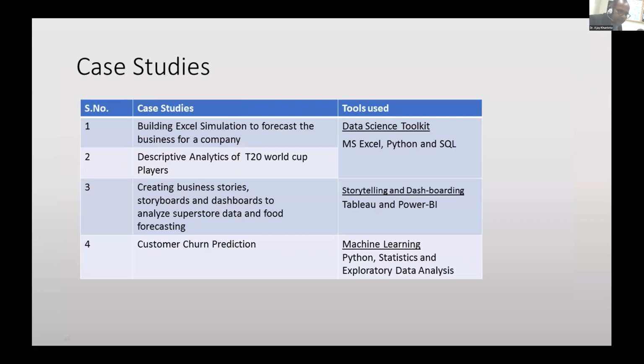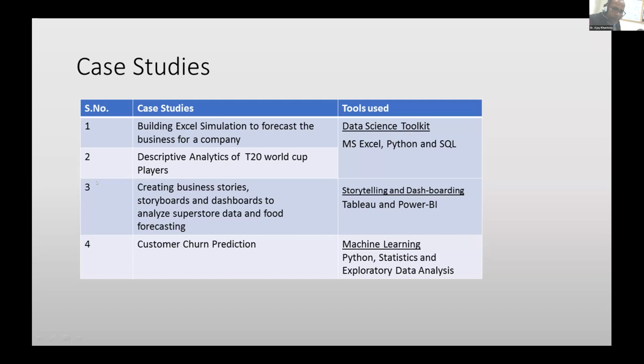Some case studies are for student purposes, some basic ones, if we start our career or learning in the area of data science. The first case study, or project you can say, is building an Excel simulation to forecast the business for a company. The requirement is only knowledge of Microsoft Excel, some basic Python and SQL. We can take the sales data of any company, then simulate through some formulas with Excel, and then we can forecast.